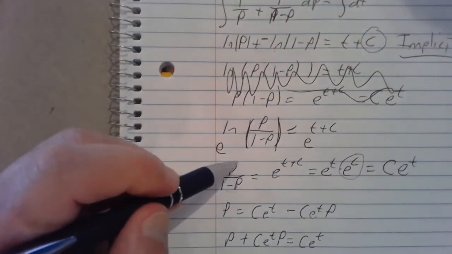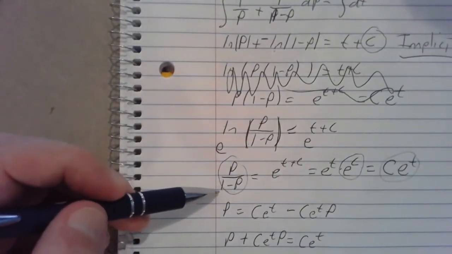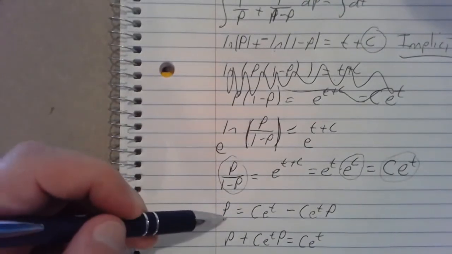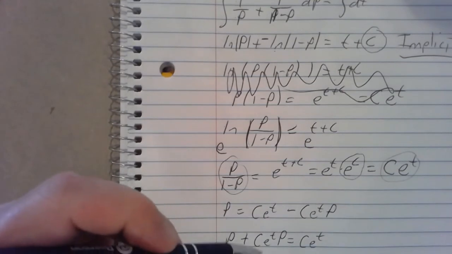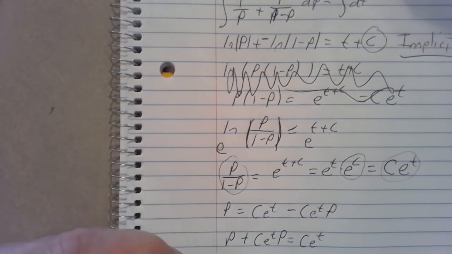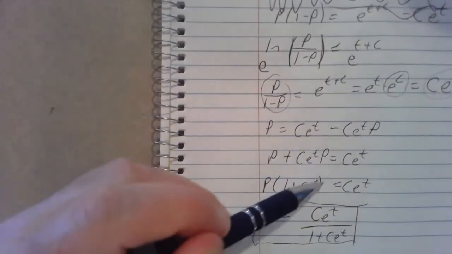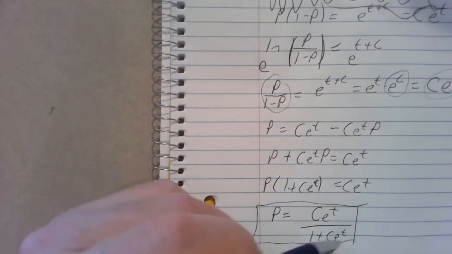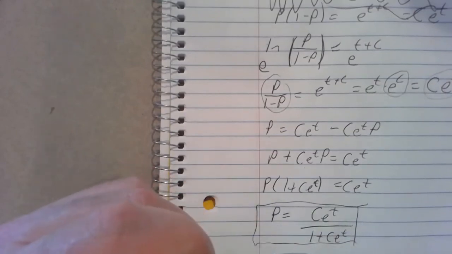Okay, now we've got this equals this. Just to get the p by itself, I'm going to cross multiply. Get all my p's to one side. Factor out the p. Divide by this that's multiplying the p. And this is the final solution. This is a really good problem. Try this one on your own. Make sure you can do all those details.